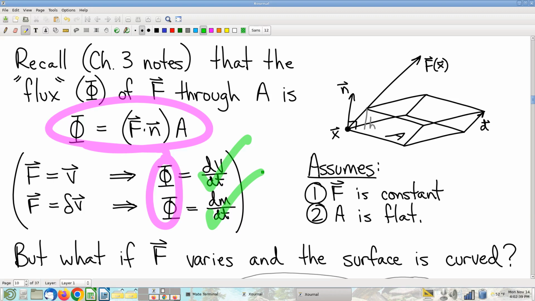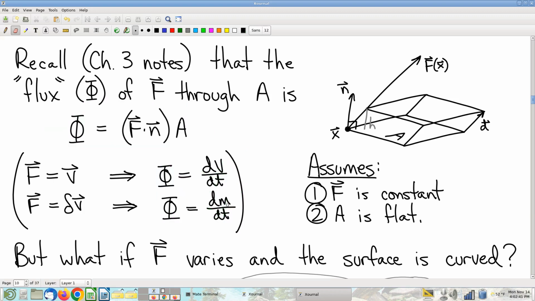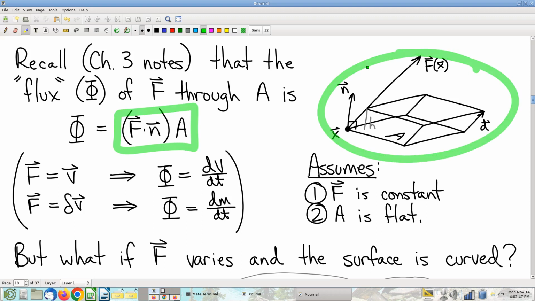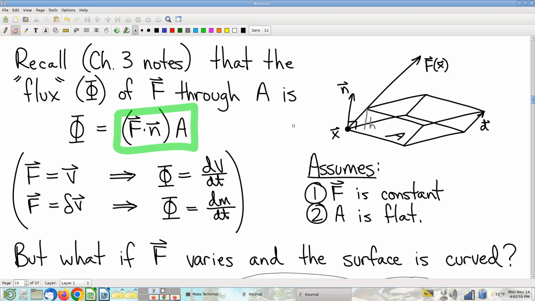This would be a good time, by the way, if it's been a while and you forgot where this formula came from. This is the picture that we were looking at, and you can of course rewind back to look at the chapter 3 notes or rewatch that lecture video, whatever works best for you, and remind yourself where that came from. Okay, so here's the thing.